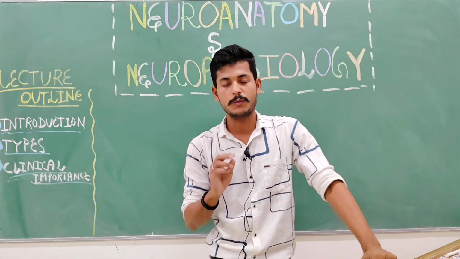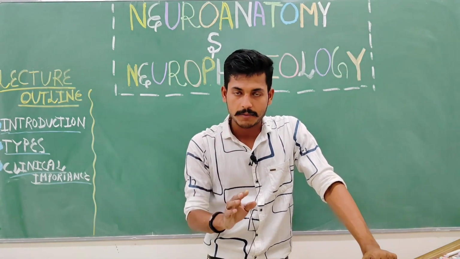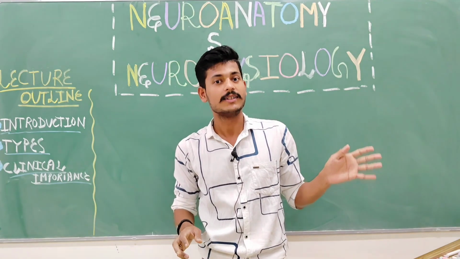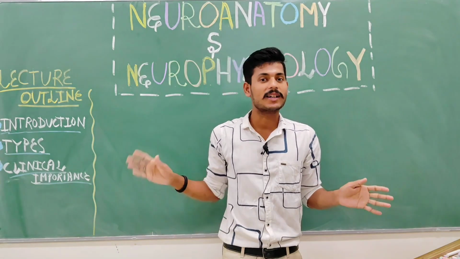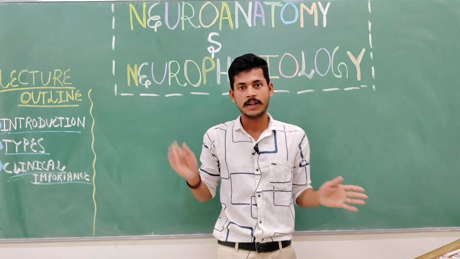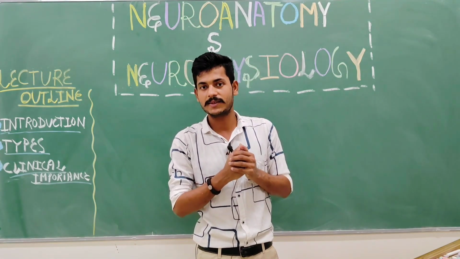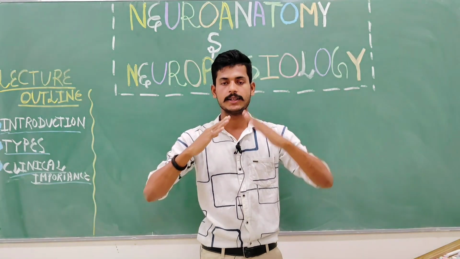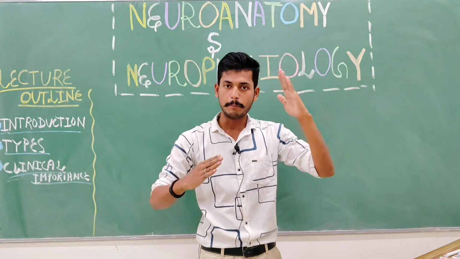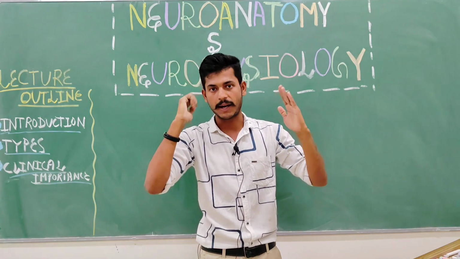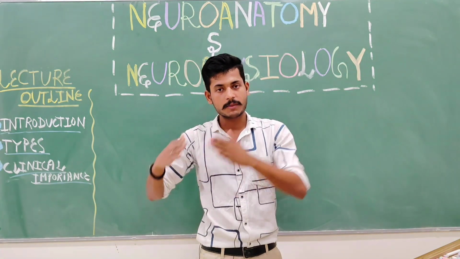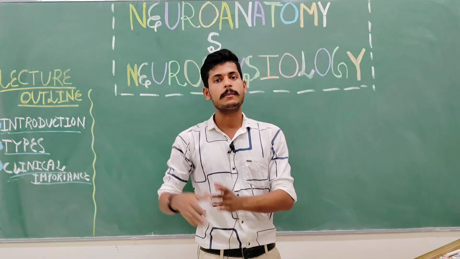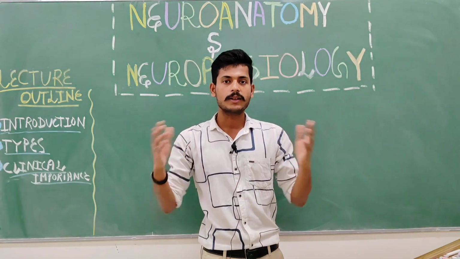For the classification, we divided the entire nervous system into two parts. The first part we called the central nervous system. Very good. And another part is called the peripheral nervous system. We also made a division in the central nervous system. We divided the central nervous system into two parts: the first part is called the brain, another part is called the spinal cord. And in the peripheral nervous system, again two divisions: one is called the somatic nervous system and another is called the autonomic nervous system.